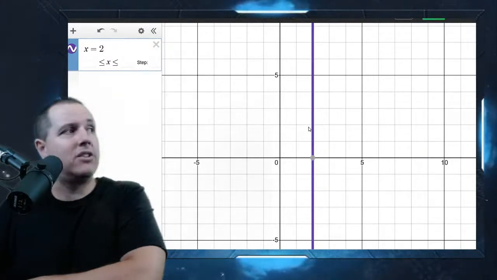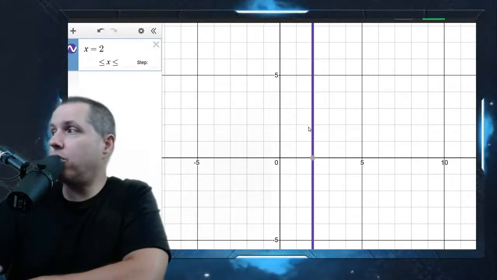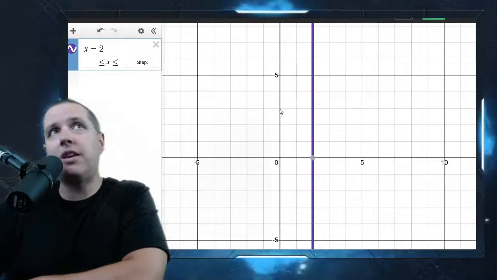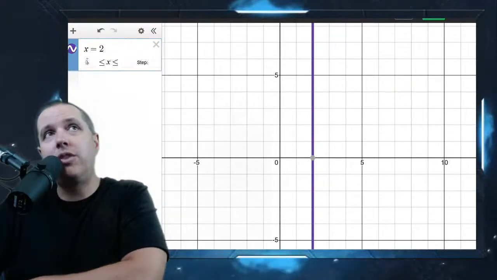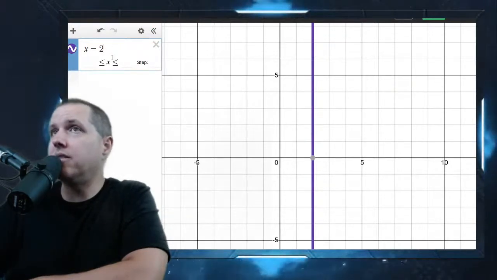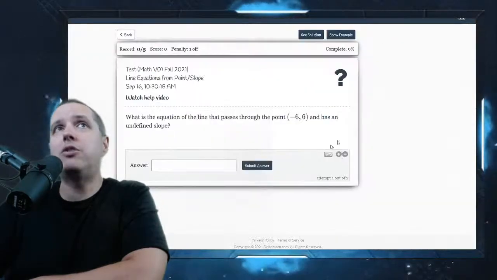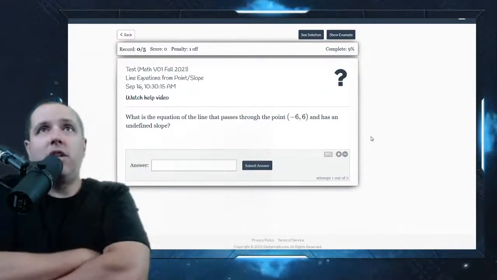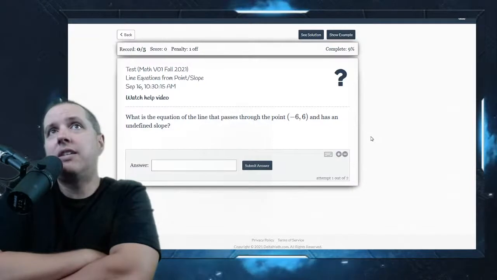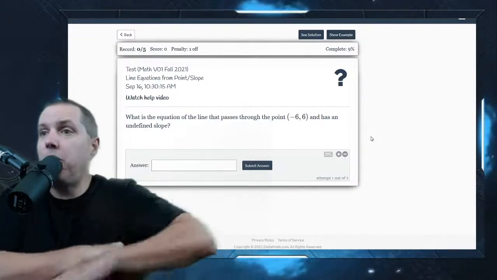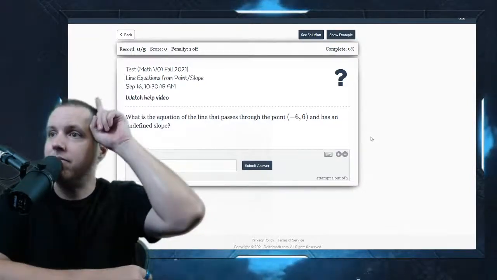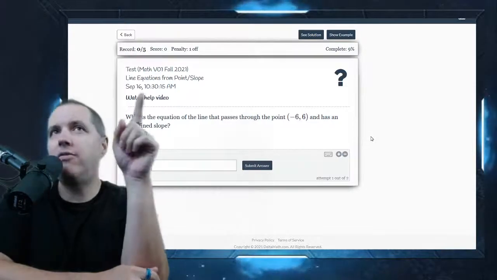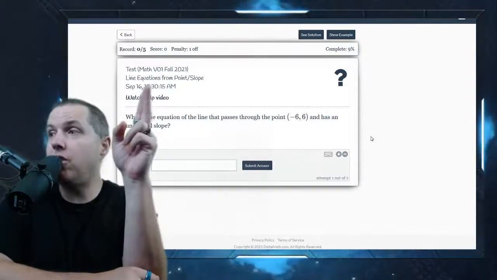So an undefined slope gives you a vertical line, and we represent a vertical line with the equation x equals something. Okay, so for this question we have here, what is the equation of the line that passes through the point (-6, 6) and has an undefined slope? Boom, right there. Red flag goes up in my brain, and I go, undefined slope? Oh, that's a vertical line.